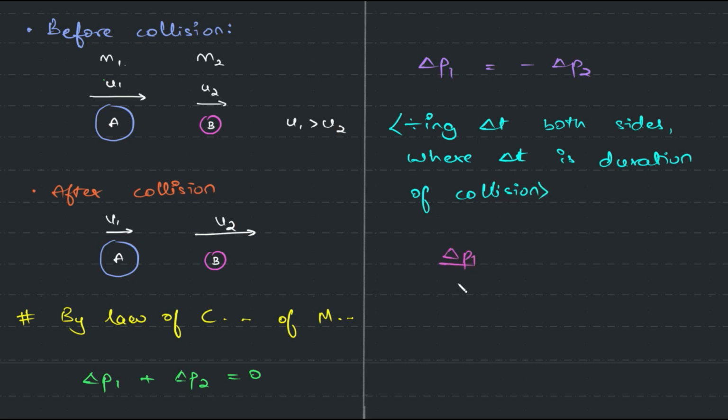So delta P1 by delta T is equal to minus delta P2 by delta T. This is nothing but rate of change of momentum of mass 1 is equal to minus the rate of change of momentum of mass 2. Right? This is nothing but your rate of change of momentum with respect to time. What does this give actually? Yes, force is defined as rate of change of momentum with respect to time. This is from Newton's second law.